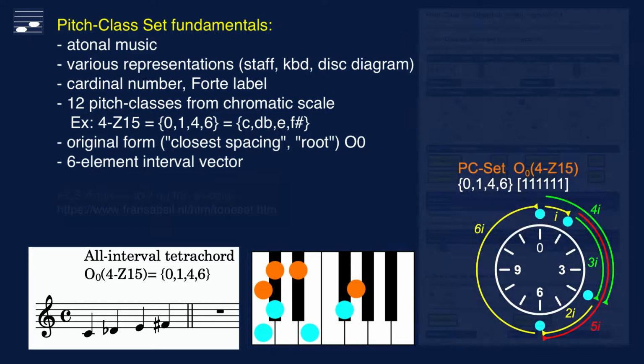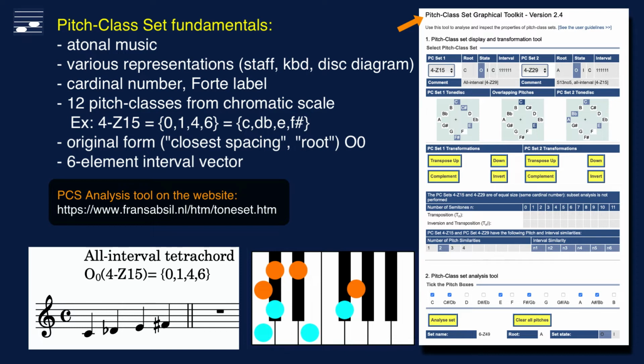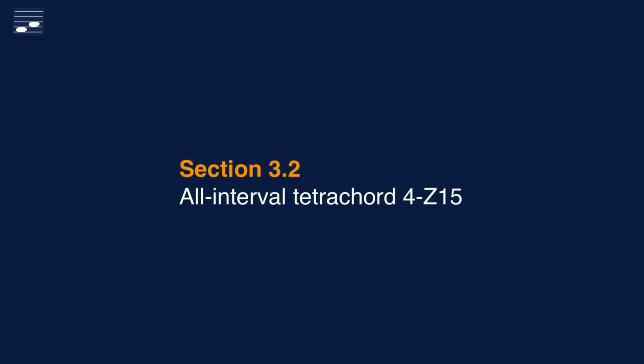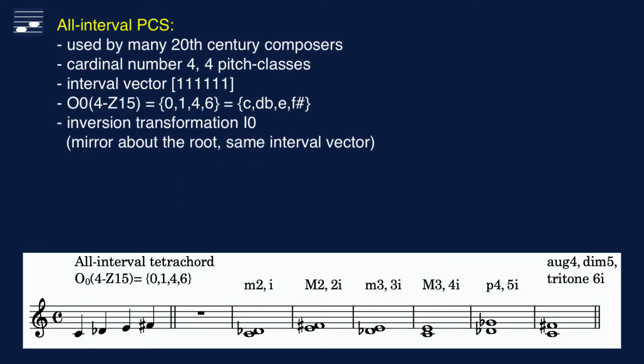A practical tool is the Pitch Class Set graphical toolkit page on my website, where you may experiment with set properties, which is a great help in the composition process. There's a finite number of sets with a specific cardinal number. For example, there's a total of 29 4-element sets. A special type is the all-interval tetrachord, frequently used by 20th century composers.